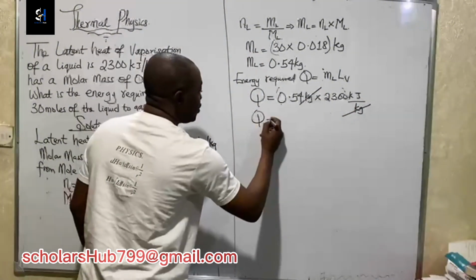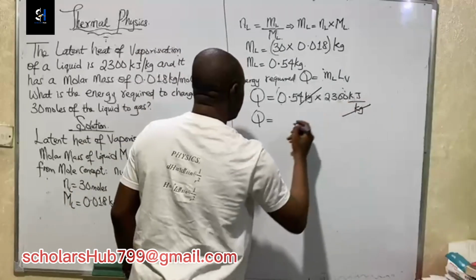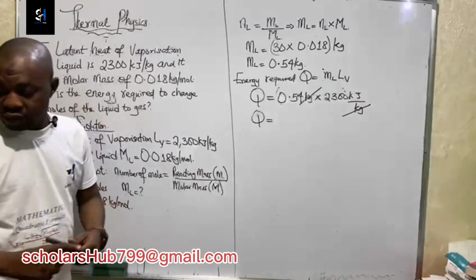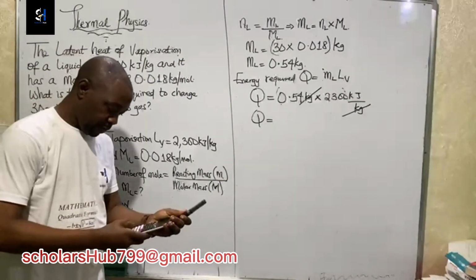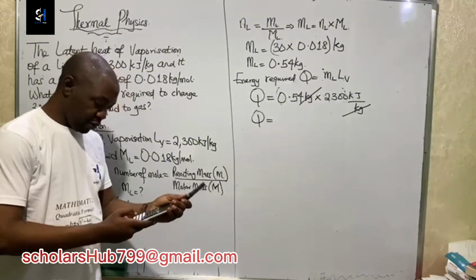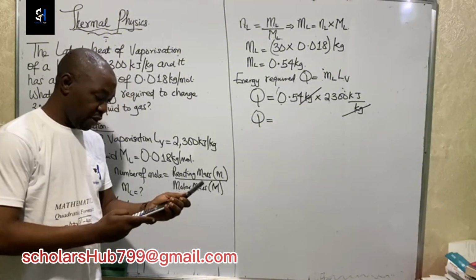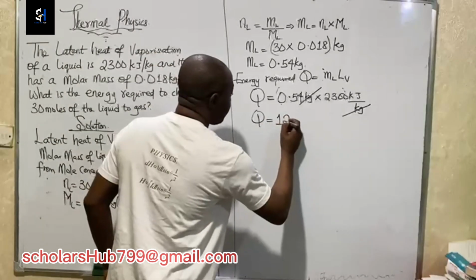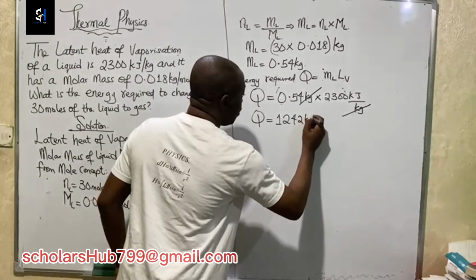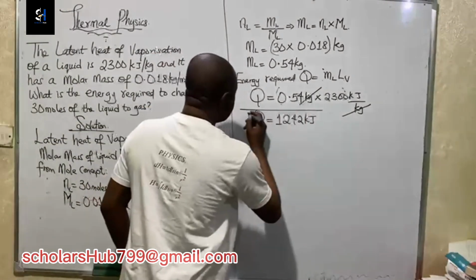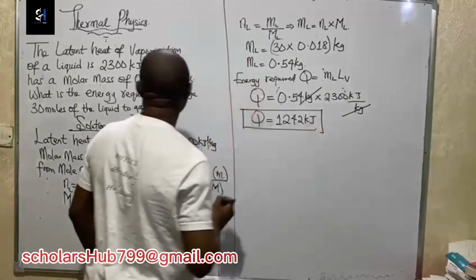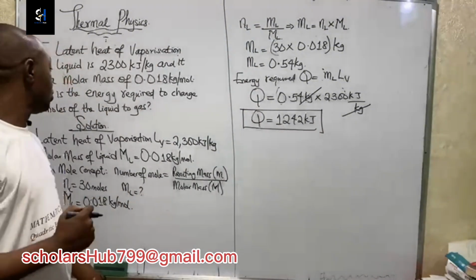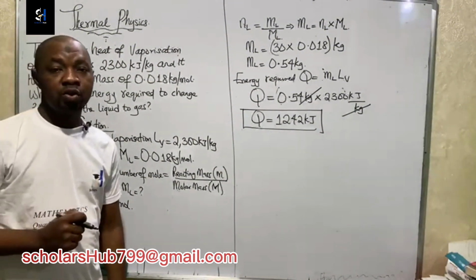So this will be Q equals, remember, we have kilojoules, 0.54 multiplied by 2300. That will be 1242. So this will be 1242 kilojoules. And this is the heat required to change 30 moles of the liquid to gas.